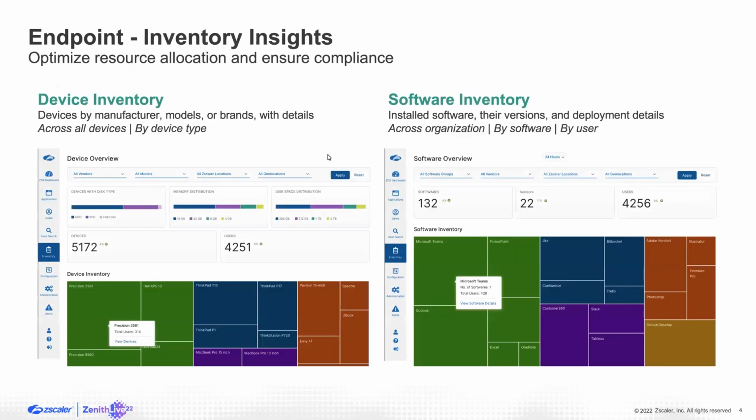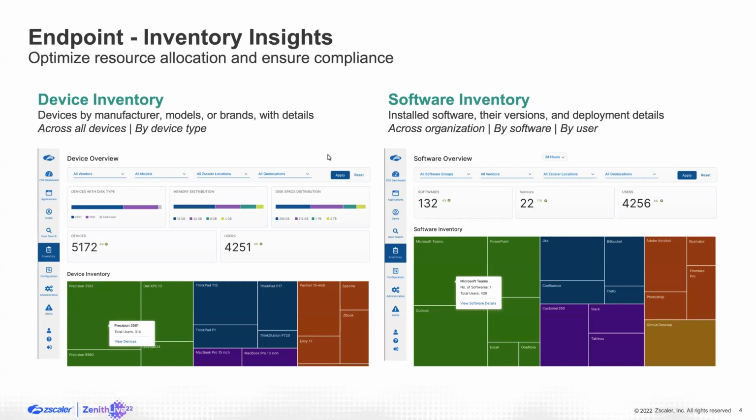So for this purpose, ZDX is introducing three major features, and we'll take a look at all this. So one of the first features that we are rolling out is the device inventory. So today we already collect all of this information as part of ZDX. So now we will be introducing a new UI where you can look at how the device has been distributed across all of your users by manufacturers, model, brand are they using, and what are the details.